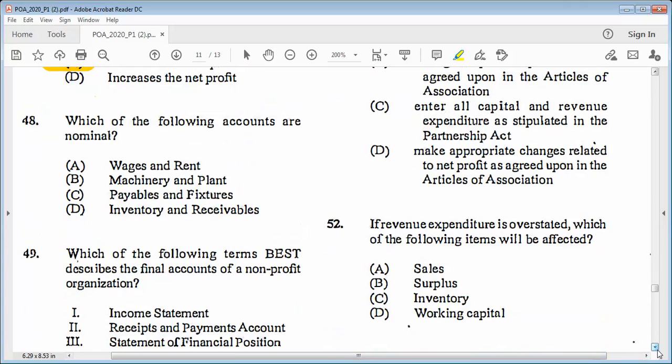Let's go on to 48. Which of the following accounts are nominal? A, wages and rent. B, machinery and plant. C, payables and fixtures. D, inventory and receivables. So, what do we recall from nominal accounts? Well, we know nominal accounts are accounts in which expenses, revenue, and capital are recorded. So, with that in mind, we know that our answer would therefore be A, wages and rent.